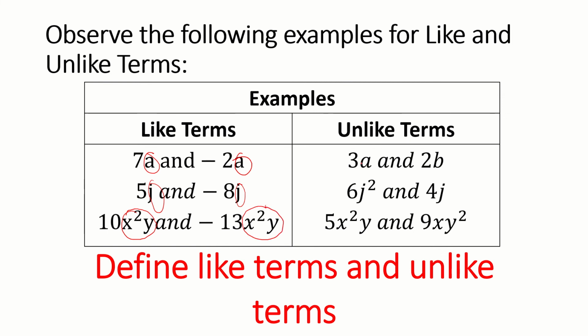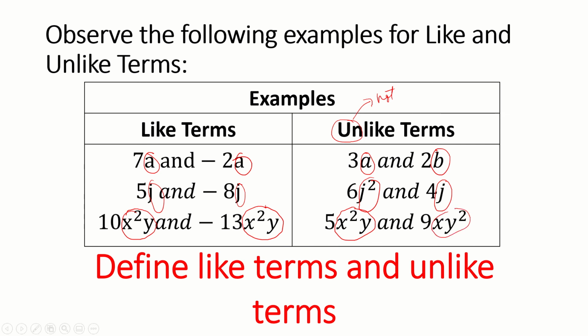But how come the following are unlike terms? When we use the word unlike, it means not like terms. So first, you'll notice that this is a, this is b. They're not the same. j squared is not the same as j. The j here has an exponent 2. The j here has an exponent 1. Here, it's x squared y. The one with the exponent 2 is the x. And the one with the exponent 2 here is the y. So they're not the same.